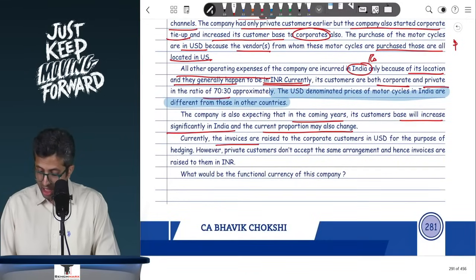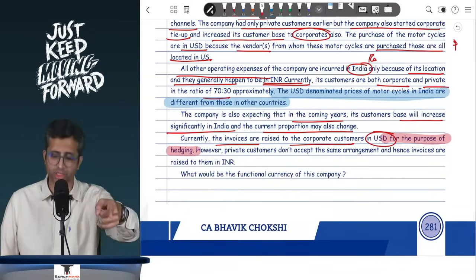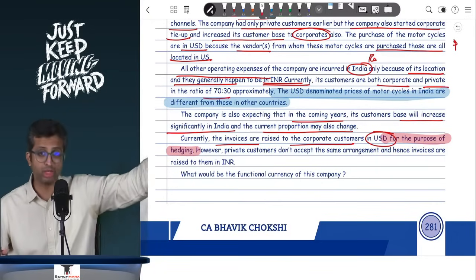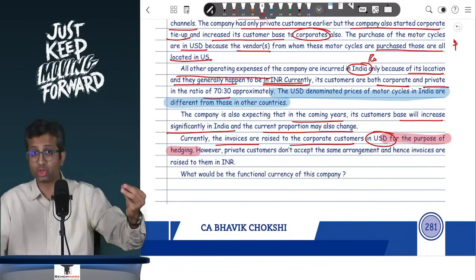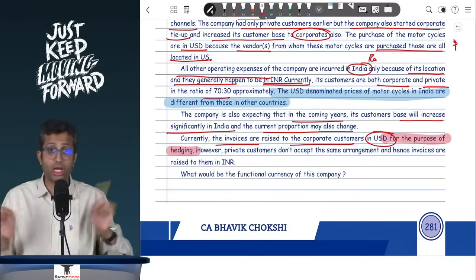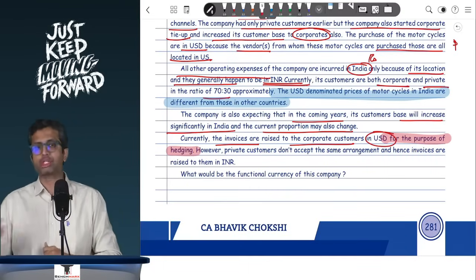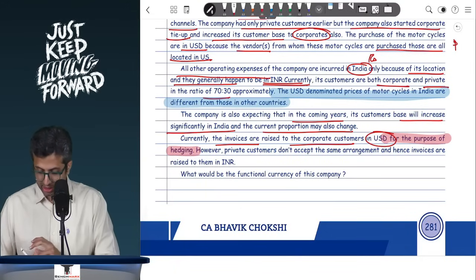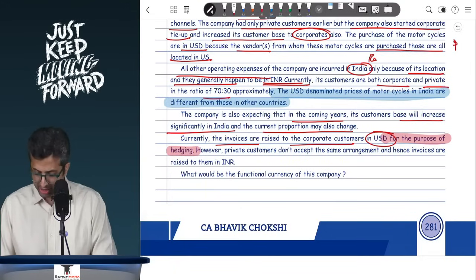Currently, the invoices are raised to corporate customers in USD. Acha, why are they raised in USD? For the purpose of hedging. Acha, do you hedge the home currency or foreign currency? Usually the foreign currency. So over here, maybe I have to pay dollars for importing the motorcycle. So I need to arrange dollars. So for that, I'm denominating in USD. Otherwise, I would not have denominated in USD. So over here, I'm pricing these in USD for the purpose of hedging, not otherwise. However, private customers don't accept the same arrangement, and hence invoices are raised in rupees. So everything is mixed over here.